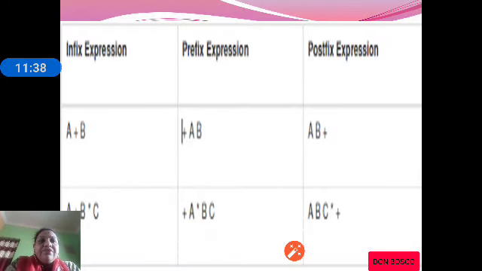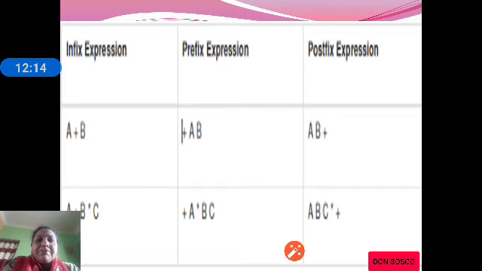So let us see one more example of arithmetic representation. The infix representation is A plus B. That means the operator is placed in between the operands. Prefix means the operator is before the operands: plus AB. Next we have the postfix representation, where the operator is after the operands: AB plus.